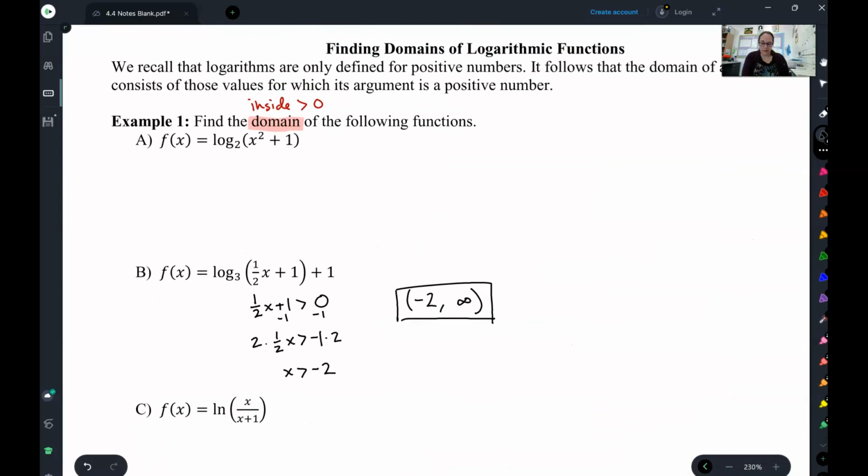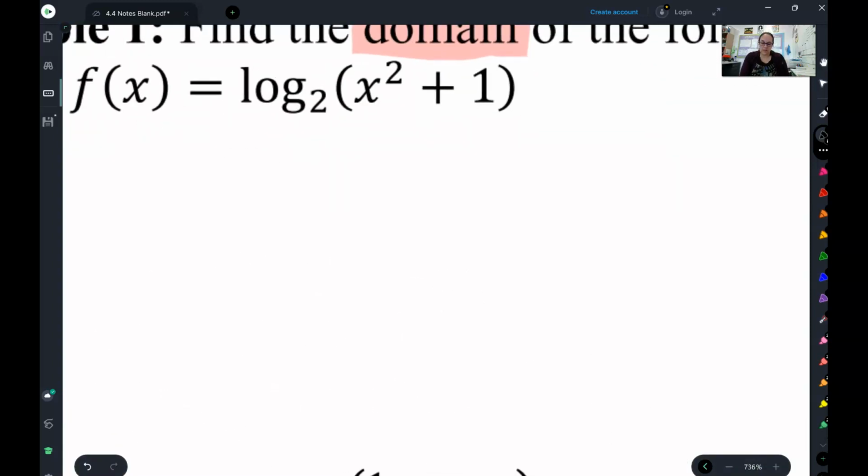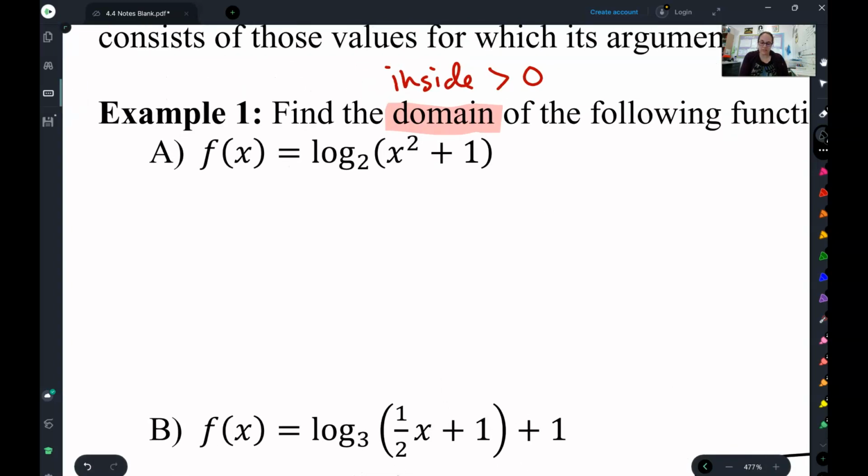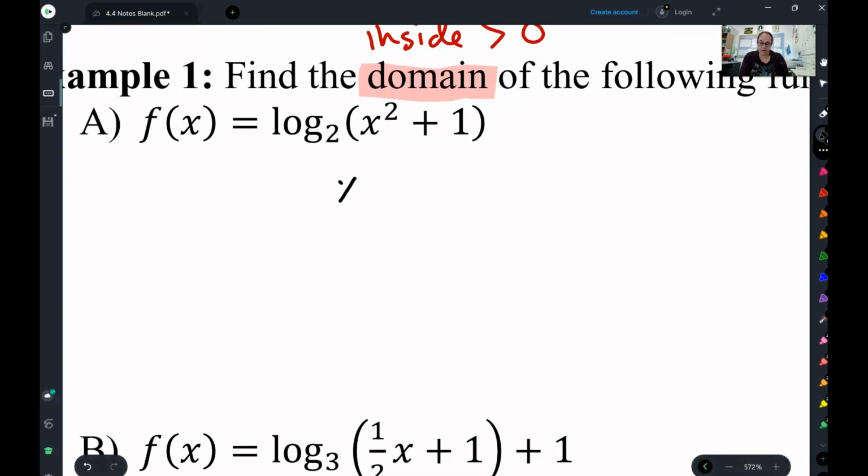So let's go back up here to domain and do a couple more complicated domain problems. So let's start with this one. Now remember, for domain, we're going to set the inside to be greater than 0. So the inside is greater than 0. So I'm going to subtract 1. I get x squared is greater than -1.